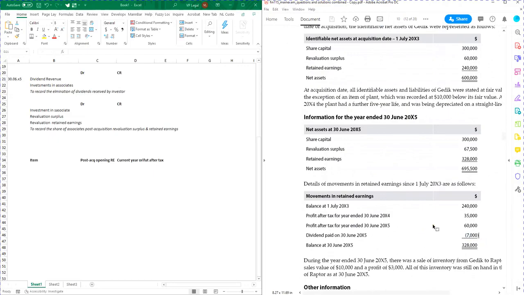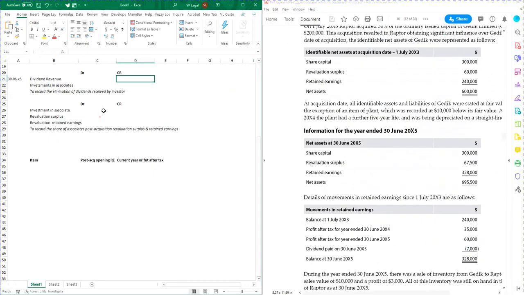So what's 30% of 7,000? 10% is 700, and 30% would be 2,100. Okay, and revenue is ordinarily a credit, but if we're going to reverse it out, we need to put it as a debit. And then the other side is obviously going to be a credit as well. Okay, pretty straightforward. The next thing that we have to do is the revaluation surplus.